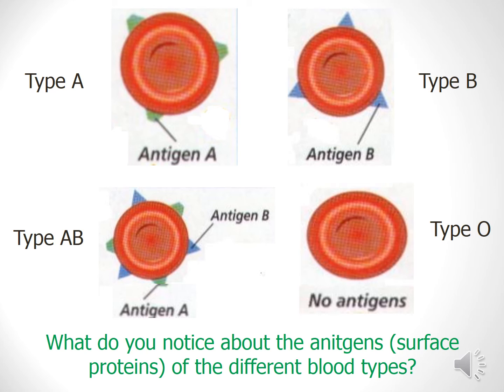Now, in the case of O, if you're type O and someone gives you A, it's bad. If someone gives you B, it's bad. AB is bad. If you're type O, your red blood cells don't have any antigens. That's what your body knows. So any kind of antigen will be catastrophic to you.